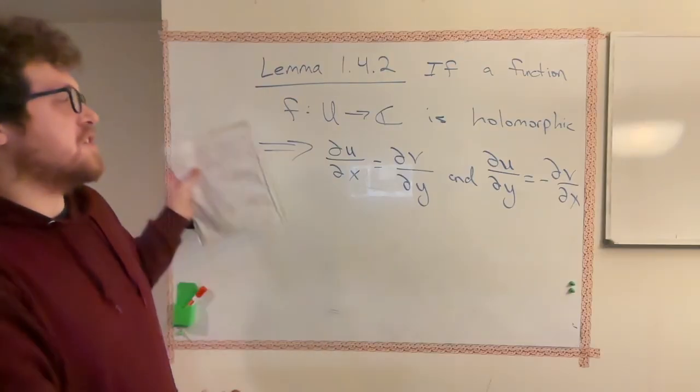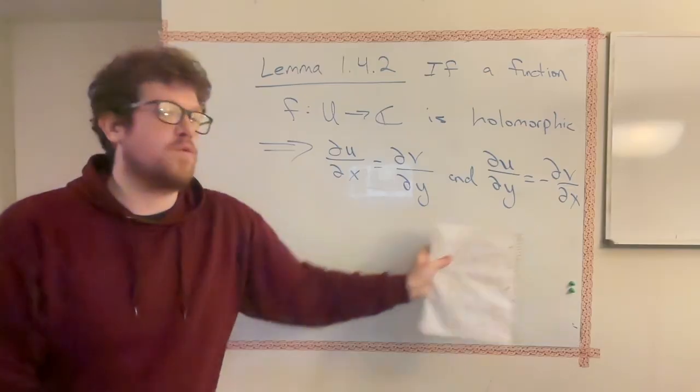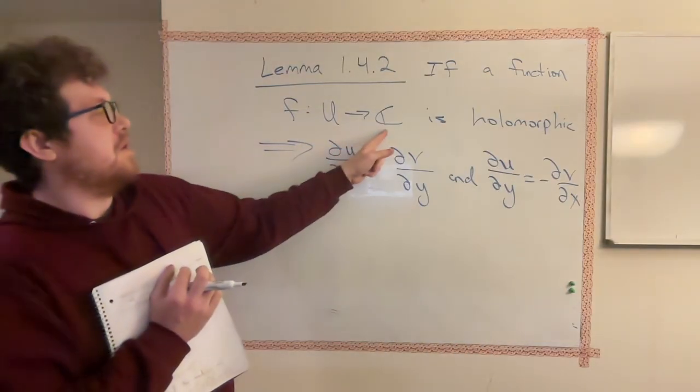Okay, so this is essentially the Cauchy-Riemann equations. This is just some relationship between the partial derivatives of the two real functions making up the function to C.